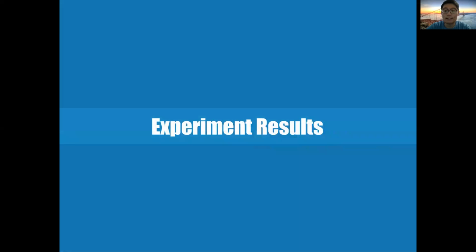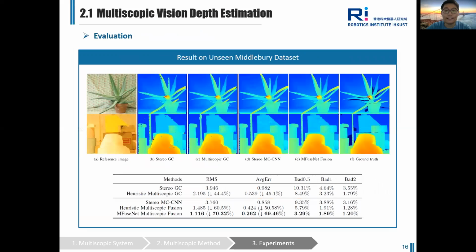Okay, let me show some experimental results. We evaluate our method on the Middlebury dataset. From the results, our method obtains better disparity map. And from stereo to multiscopic, the error is reduced a lot.